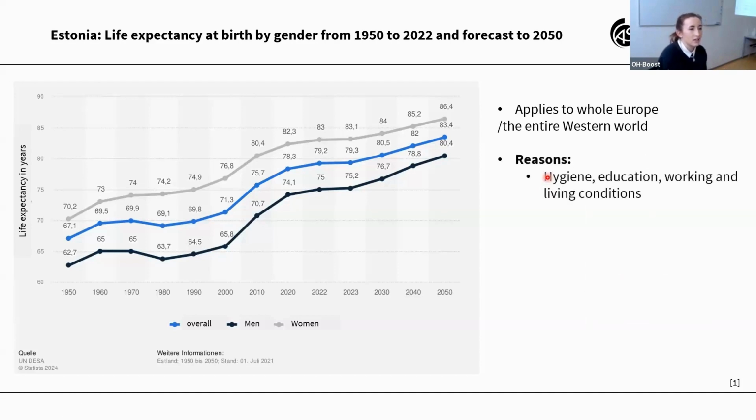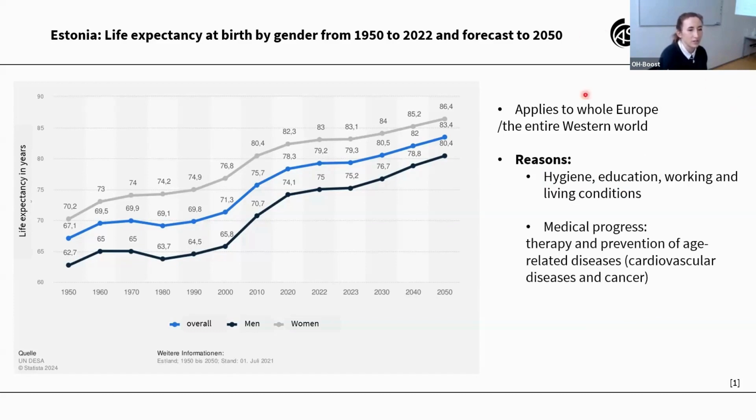Reasons for this development are hygiene aspects, education, improved working and living conditions, but a big part is the medical progress. So on the one hand, in improved therapy methods or possibilities, and on the other hand, we have a better prevention of age-related diseases like cardiovascular diseases or cancer. And the reasons for that is the development of drugs that improved, as well as the prevention by early diagnosis.